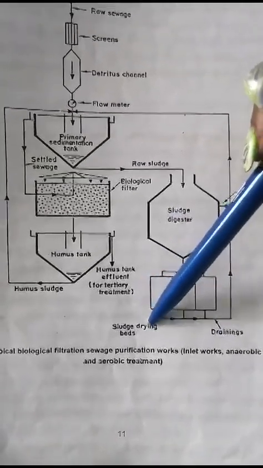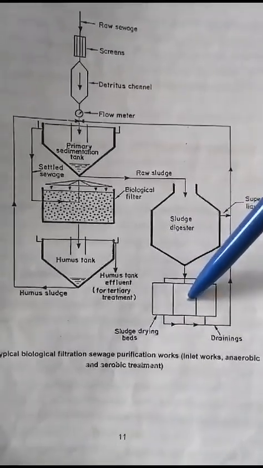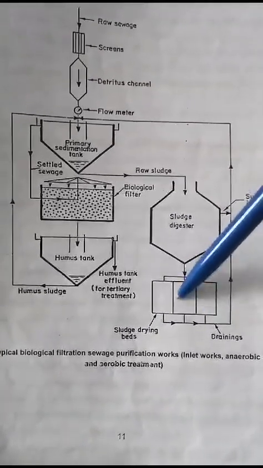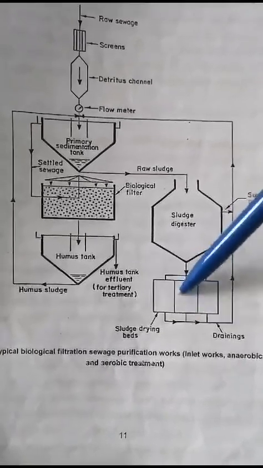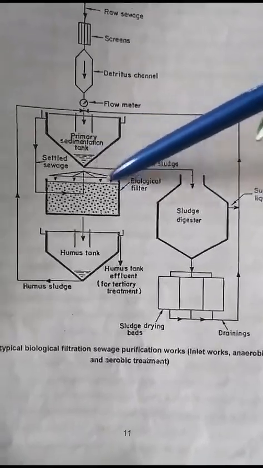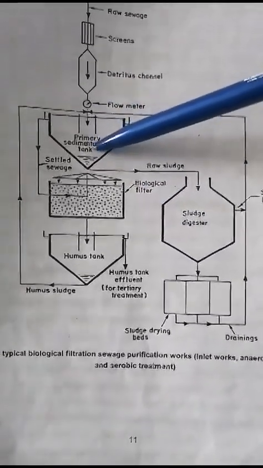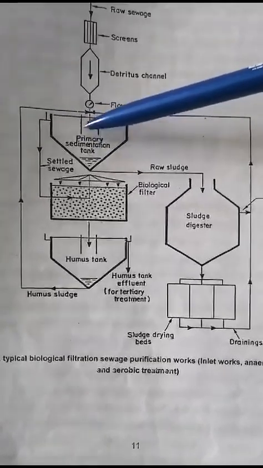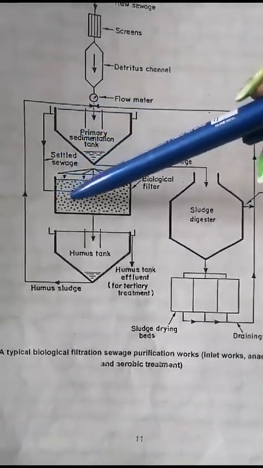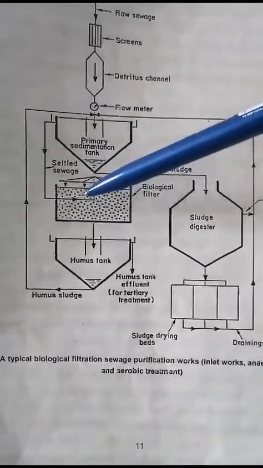So the sludge from the sludge drying bed will be known as what? They will be used as our compost or manure. So we are done with the solid particles from the primary sedimentation tank and the sludge digester. Now let's go to the liquid. So the liquid now here, it will go into what is called the biological filtration system.